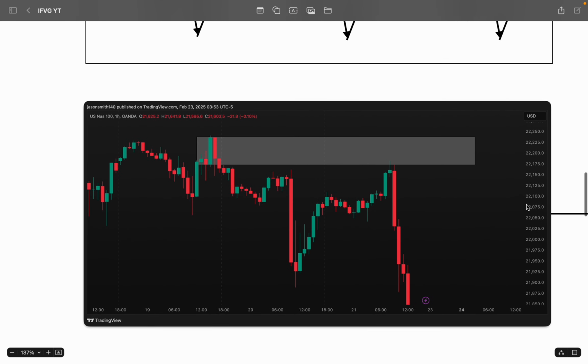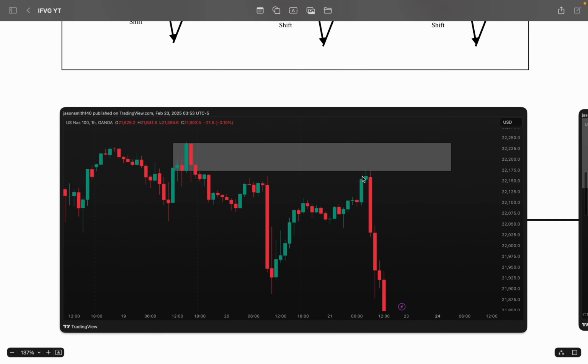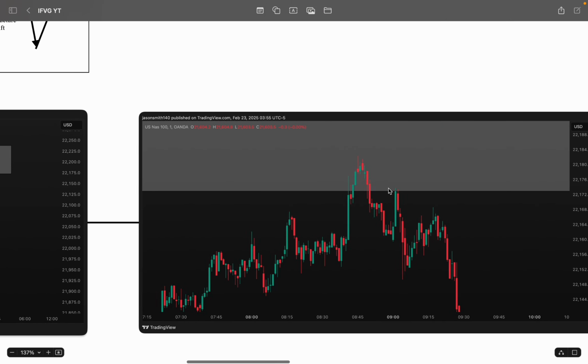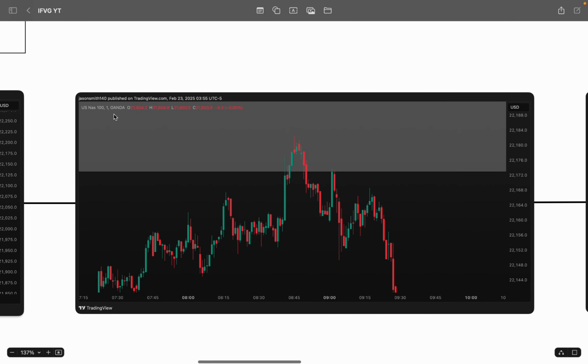So as you can see, we are on NASDAQ, the 1 hour. There was a nice big point of interest there with that order block resting there at the highs. So we drew out this order block. As you can see, price came in, price tapped into our order block. So as soon as price taps into your order block, we go to the lower time frame. This is the 1 minute.